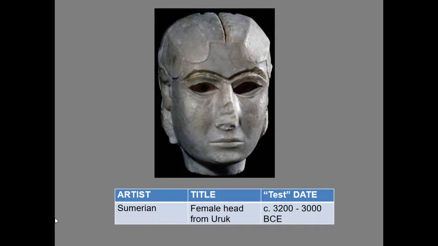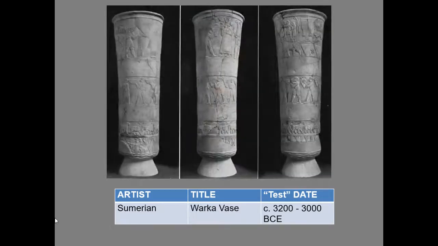She is flat on the back and is obviously missing her body, so we imagine she would have had a formal wig or headdress. The eyes and eyebrows would have been inlaid, and she would have had a full body as well. This is the female head from the city of Uruk.